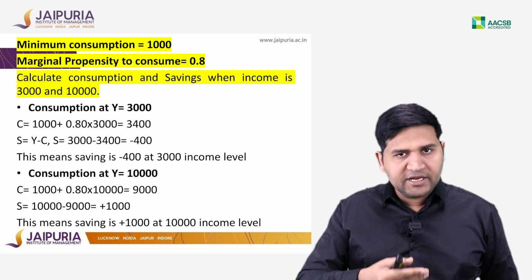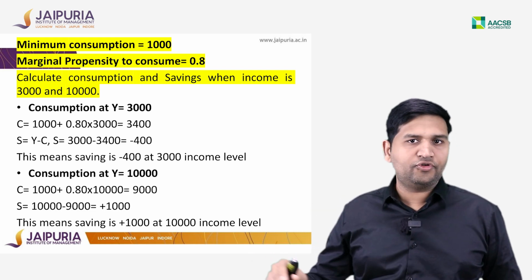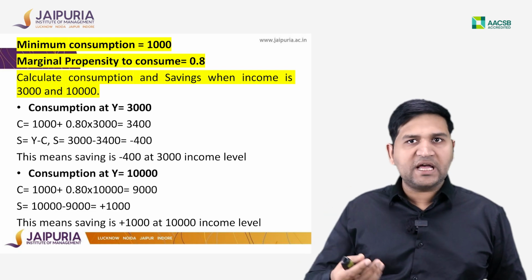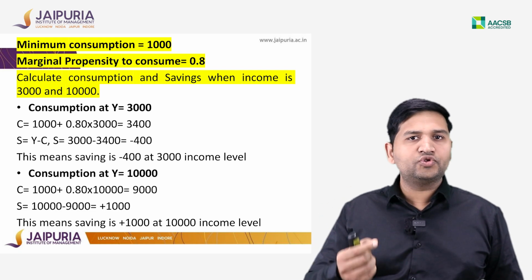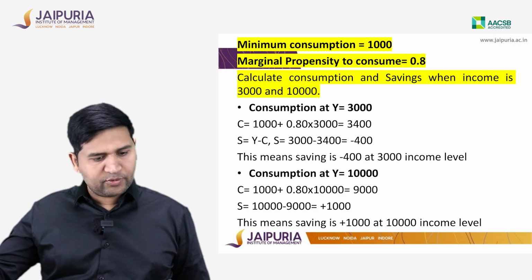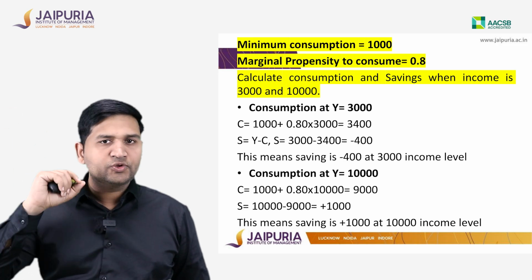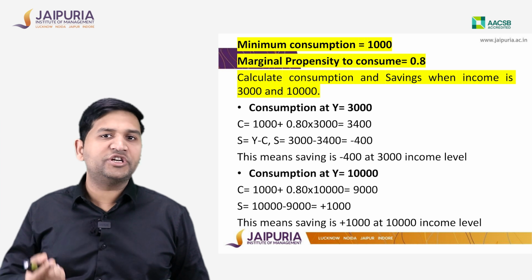But as income in the economy increases, this negative saving is wiped out from the economy and we witness some positive saving. For example, if income is 10,000, then again consumption will be 1000 plus 0.8 multiplied by 10,000, which is equal to 9,000, and income is 10,000, so 10,000 minus 9,000 is equal to 1,000, which is positive savings.